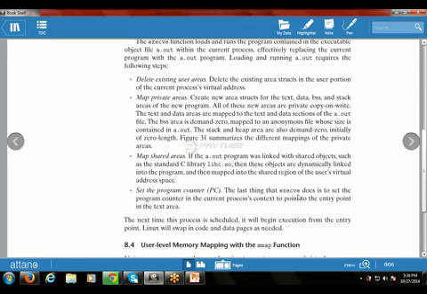The last thing that execve, that is executable, does is to set the program counter in the current process context to point to the entry point in the text area. The next time this process is scheduled, it will begin execution from the entry point. Linux will swap in the code and data pages as needed.